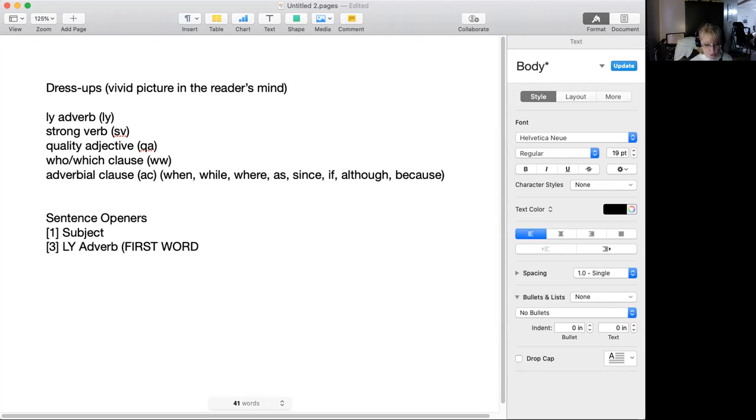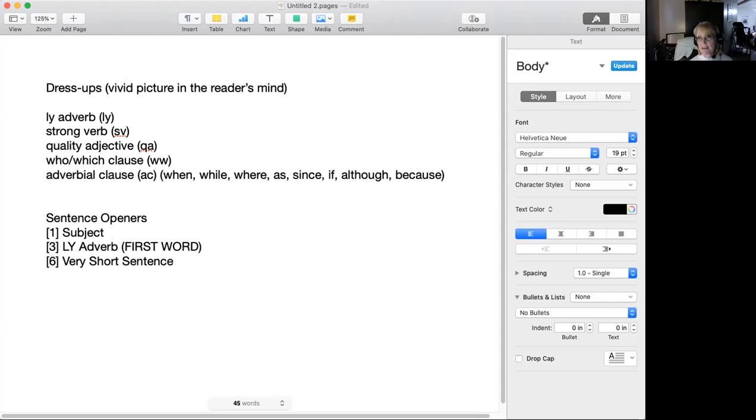And an ly opener must be the first word, okay? So every paragraph should have 2 ly words in it, one that's an opener and one that's a dress up. And then today we're going to learn the number 6 opener, which is also known as the very short sentence, or VSS. Don't mark it a VSS, mark it with the number that it is.